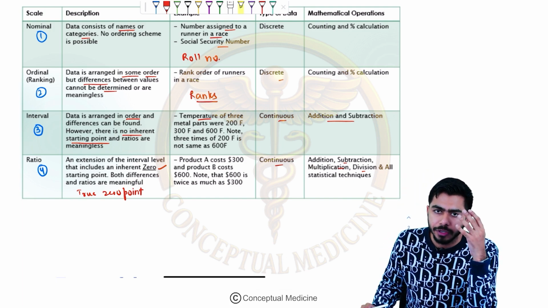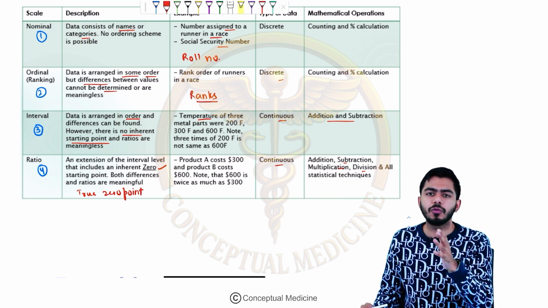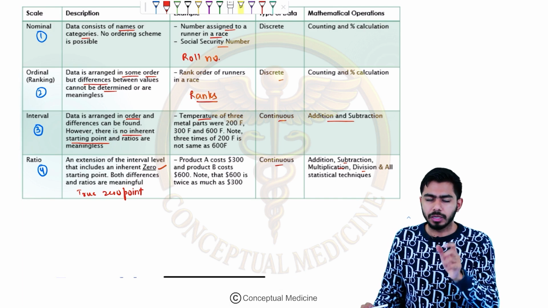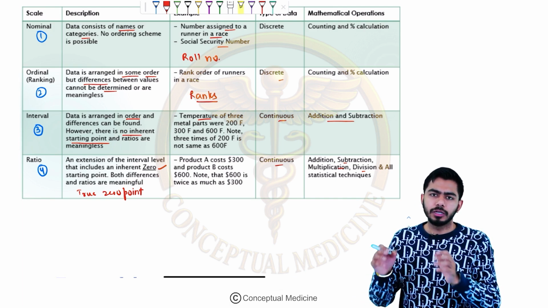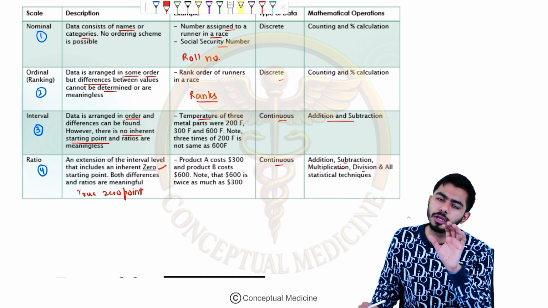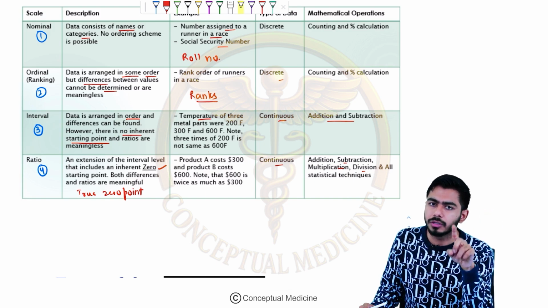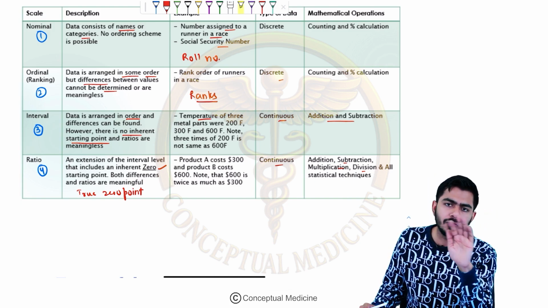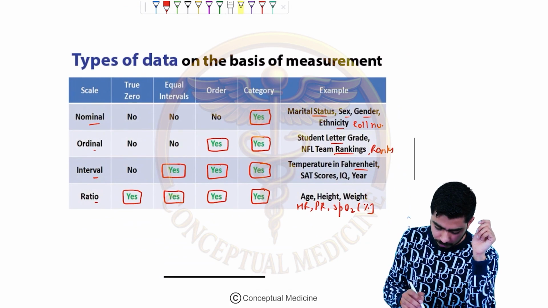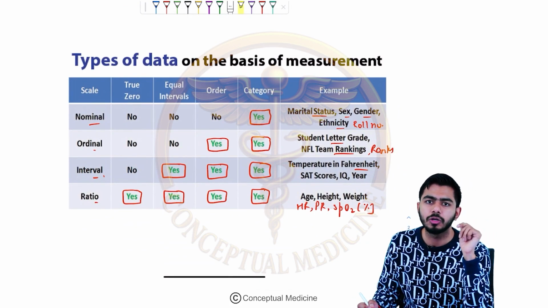Now then we came to the interval data. Temperature is the classical example of that because it is not following the 0 point. What do I mean by that? I mean the category is there, ordering is also there, now interval is also present over there, but here true 0 is not followed, right? In the interval one, true 0 is not followed, isn't it? So that's what I'm talking about over here.